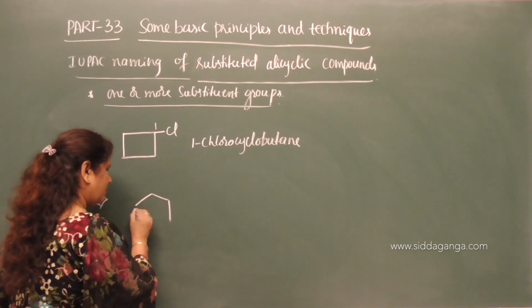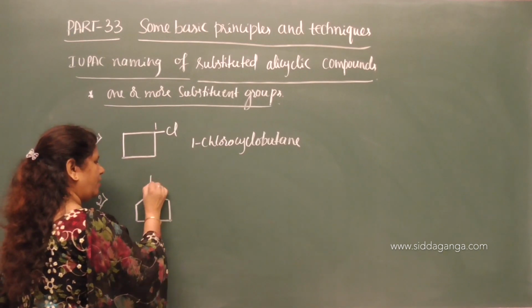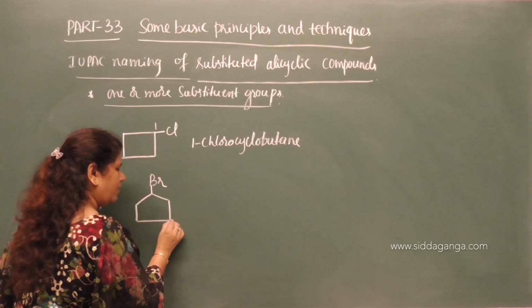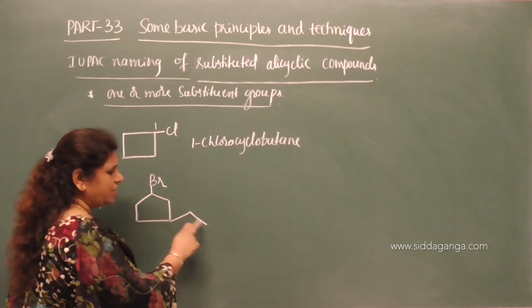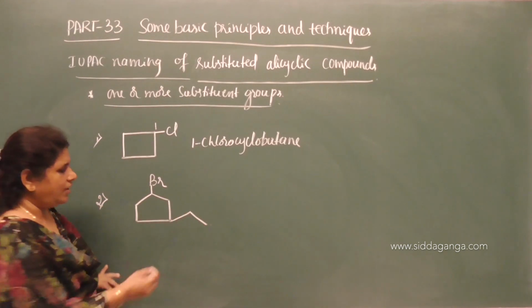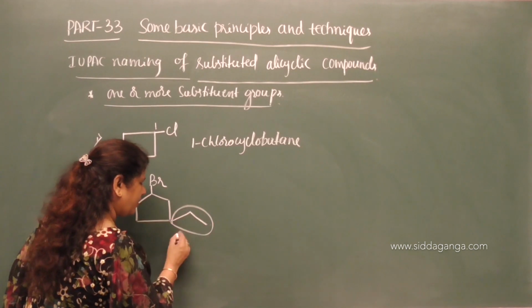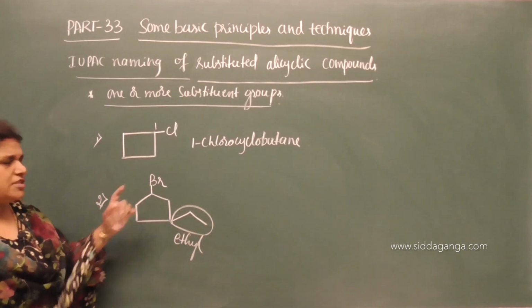Consider a substituted cyclopentane, and here we have Br and here we have an ethyl group, CH2 CH3. It is nothing but ethyl, CH2 CH3. So this group is the ethyl group and this is bromo.